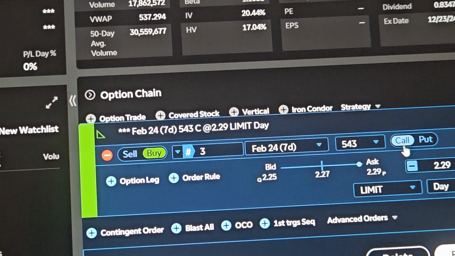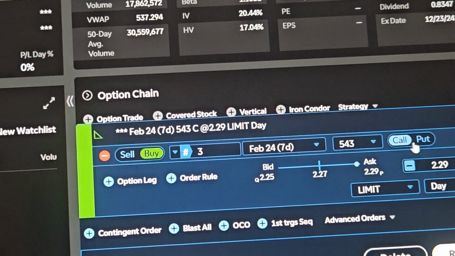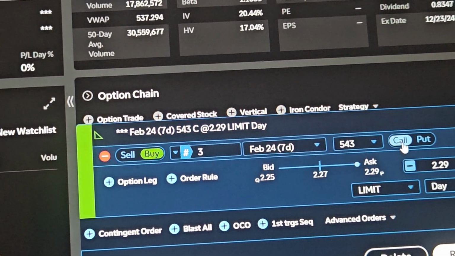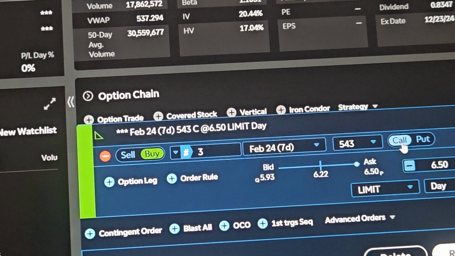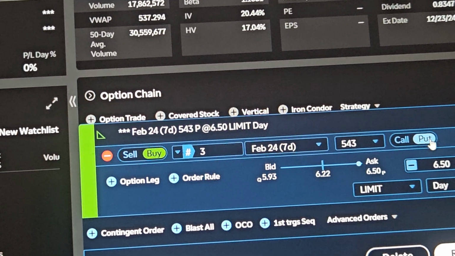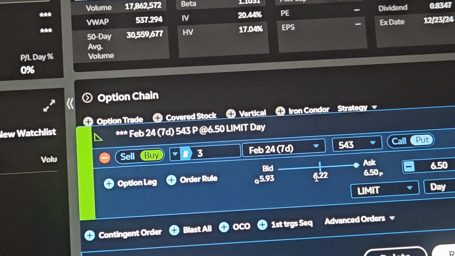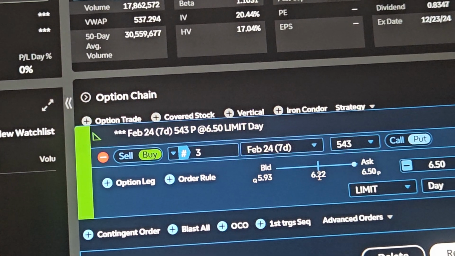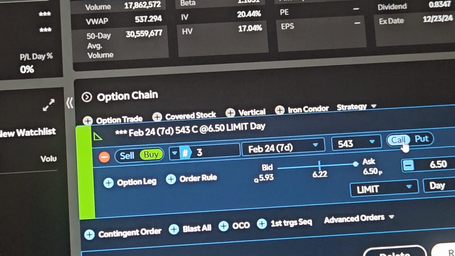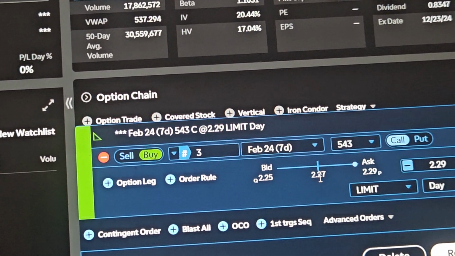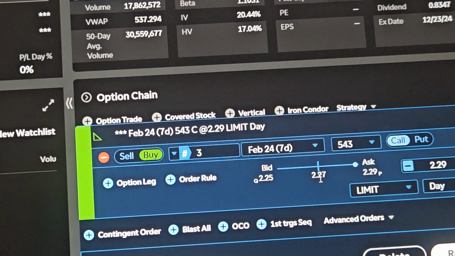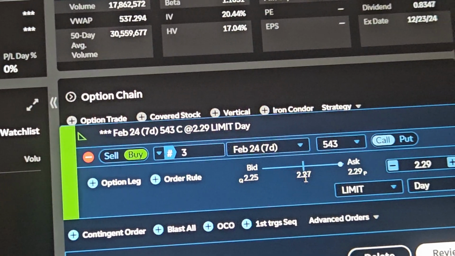Then over at the end, you'll see where it says call or put. You want to make sure call is highlighted if you want a call, and you want to make sure put is highlighted if you want a put. Obviously, the put will be in the money, so the price for that would be $6.22 per contract. If you wanted a call, the call would be $2.27 per contract because the call is out of the money.